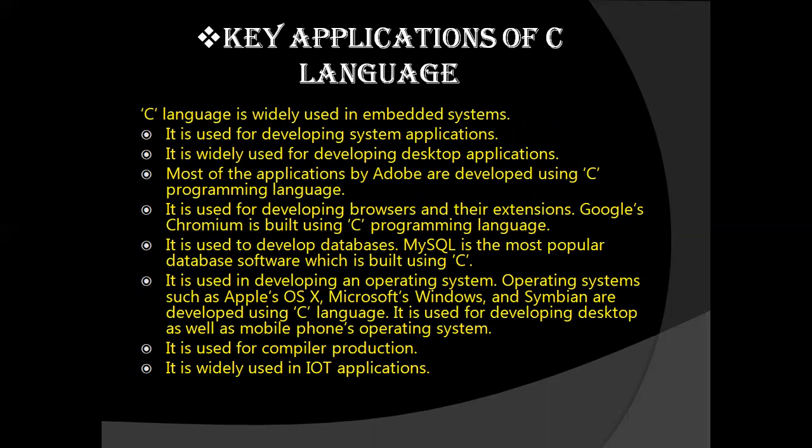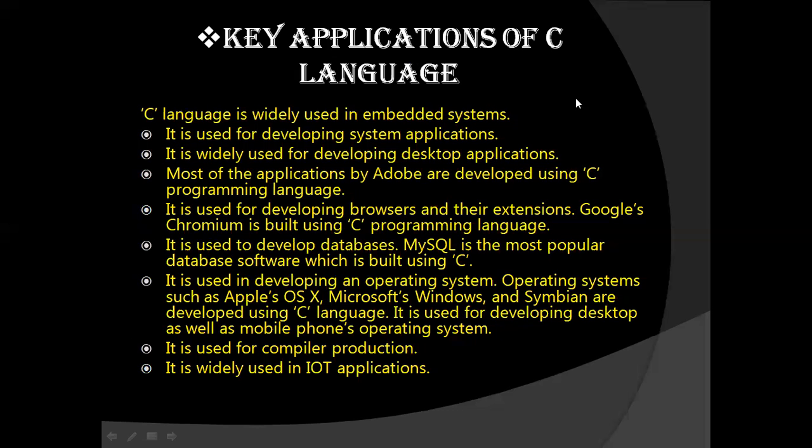What are the key applications of C language? The key applications of C language are: C language is widely used in embedded systems. As we already saw in a previous slide, it is used in embedded systems and operating systems too. So how is this applicable? Let us look at it. It is used for developing system applications. It is widely used for developing desktop applications. Most of the applications by Adobe are developed using C programming language.